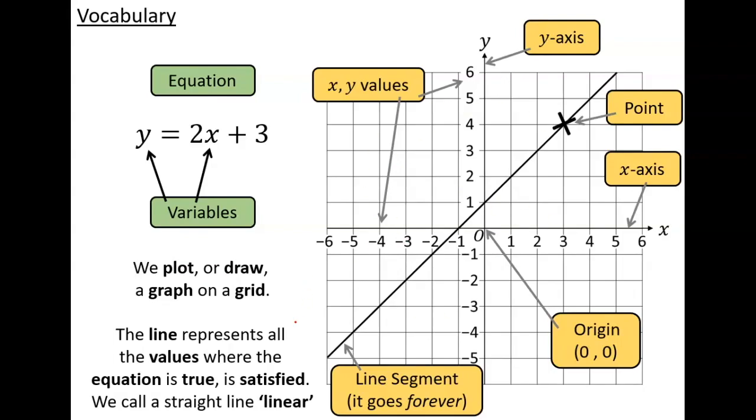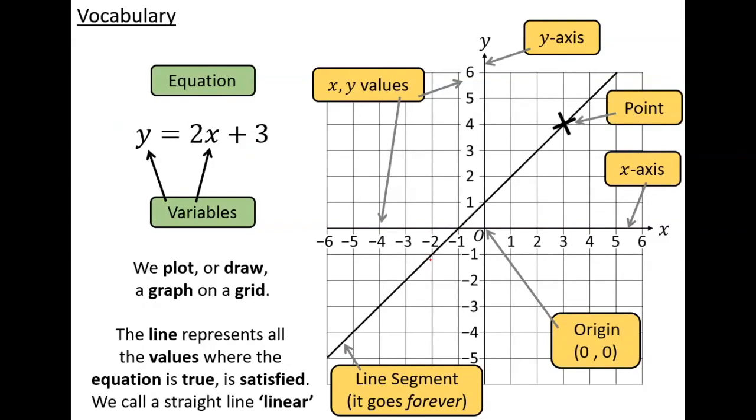The line represents all the values where the equation is true. So this is just all the points. There's a bunch of points on this graph, an infinite amount of points, and all of these points, all of these values, is where the equation is true, so it satisfies it. We'll get into that a little bit more after this lesson, but the basic thing you need to know is this is my line. It's called a linear equation, or the line's called linear, because it's a straight line. That means that we have a constant rate of change.